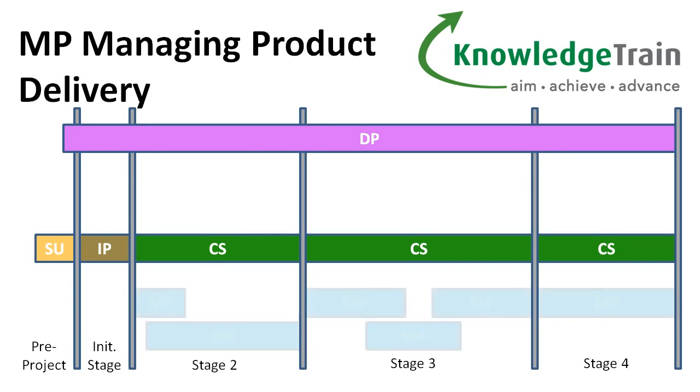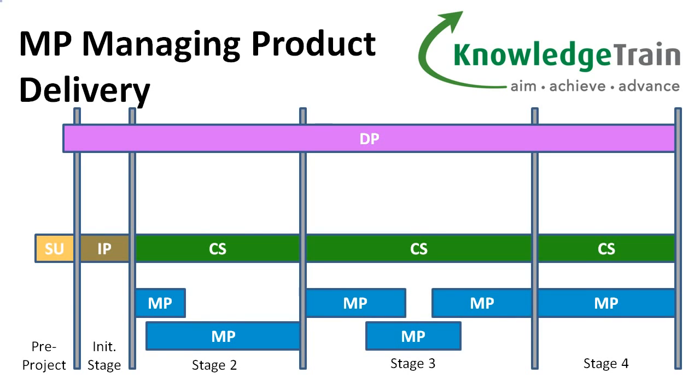Managing product delivery is performed by a team manager. During this process, the work allocated by the project manager is carried out. It is when all of the specialist products are designed, built and checked to ensure that they conform to their requirements.